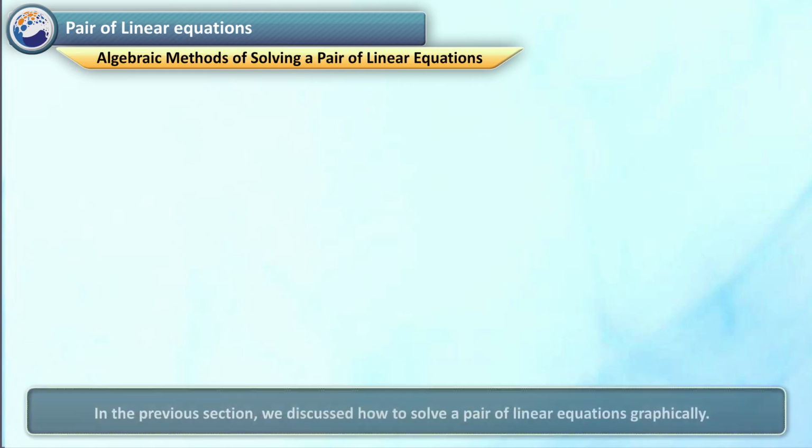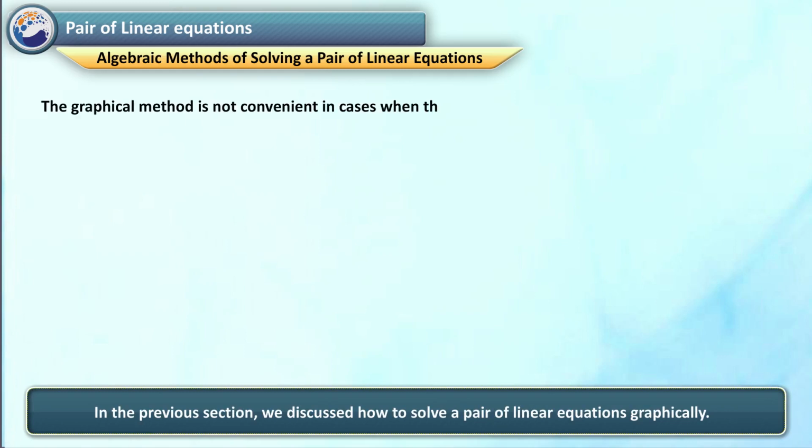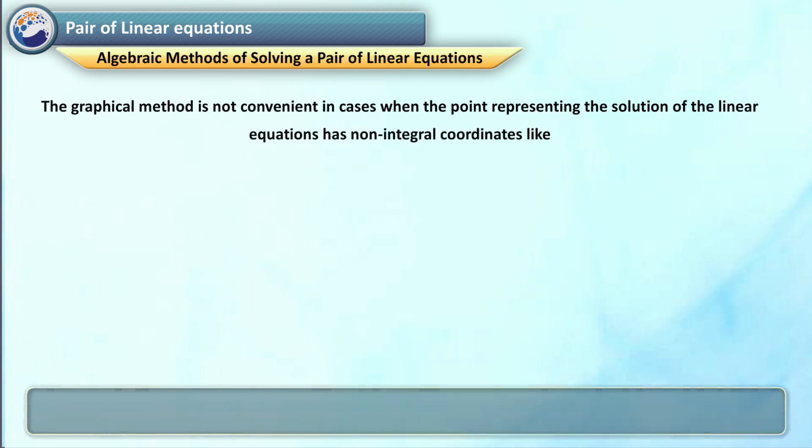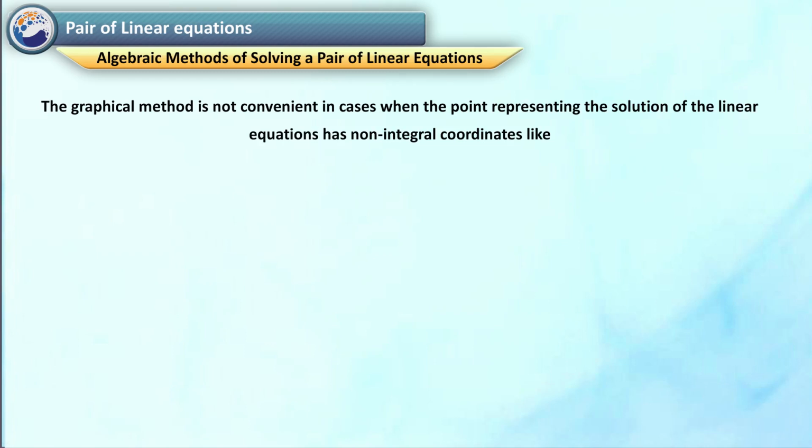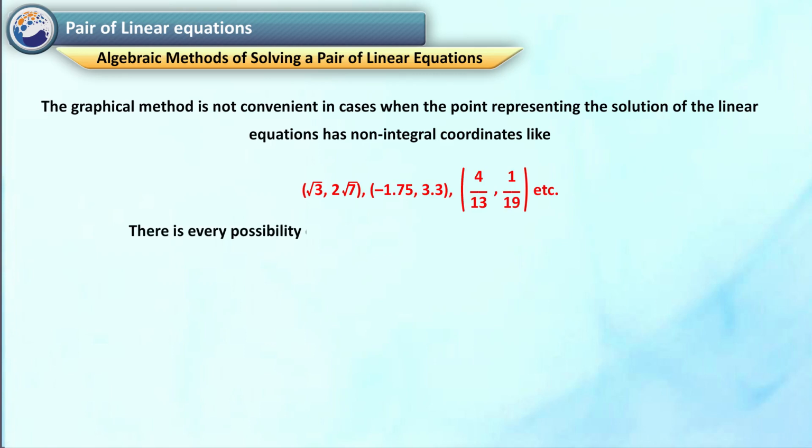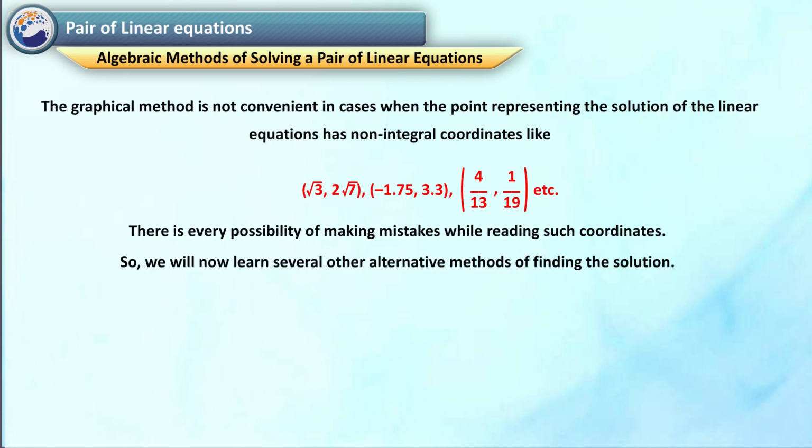Algebraic methods of solving a pair of linear equations. In the previous section, we discussed how to solve a pair of linear equations graphically. The graphical method is not convenient in cases when the point representing the solution of the linear equations has non-integral coordinates like root 3 and root 2, 7, minus 1.75 and 3.3, 4 by 13 and 1 by 19, etc. There is every possibility of making mistakes while reading such coordinates. So we will now learn several other alternative methods of finding the solution.